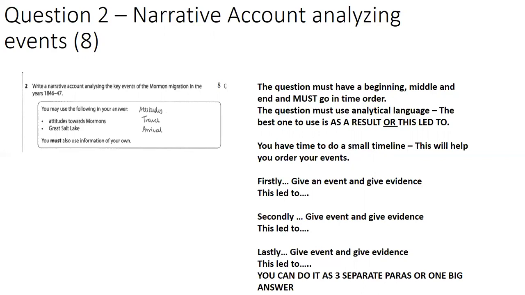So in my sort of understanding, I think the best structure for this would be, firstly, give an event and give evidence. This led to. Secondly, give an event and give evidence. This led to. Lastly, give an event and give evidence. This led to. You can do this as one big paragraph, or 3 separate ones. My personal preference would be to do 3 separate paragraphs because it shows that chronological balance, but it's at the preference of the candidate, okay?